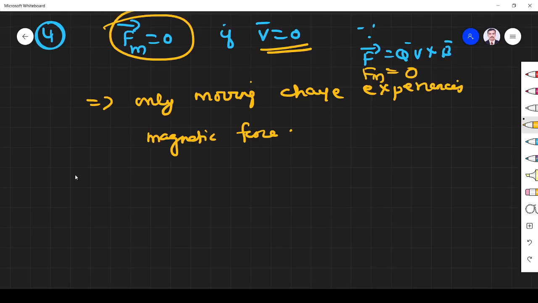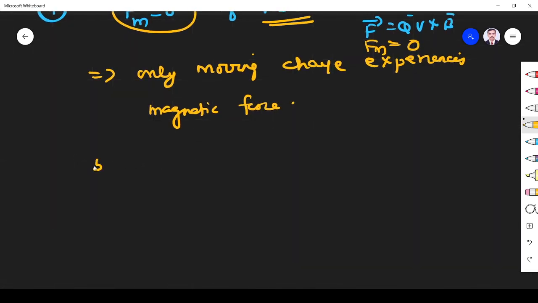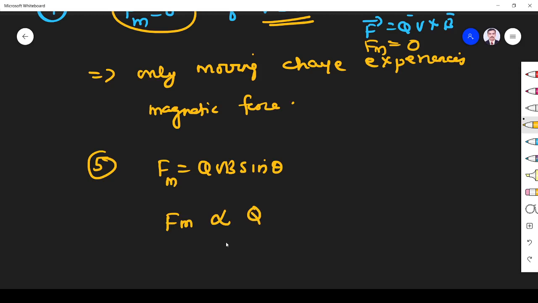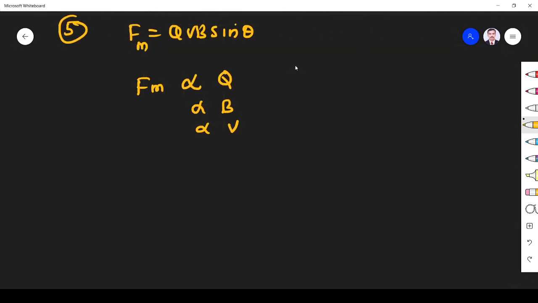The next thing we are going to learn is the fifth one. We know that force is equal to qvB sin theta. This means the magnetic force is directly proportional to the charge q, directly proportional to the magnetic field B, and directly proportional to the velocity v. Next point: the force on a negative charge is opposite to the force on a positive charge.